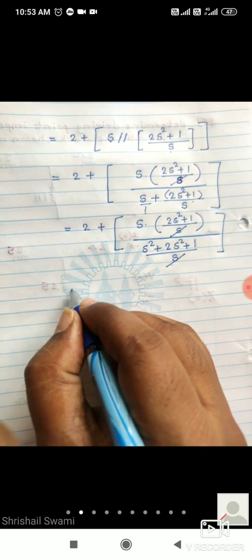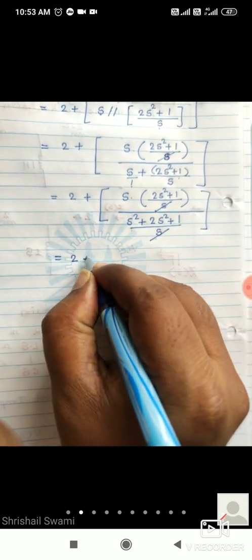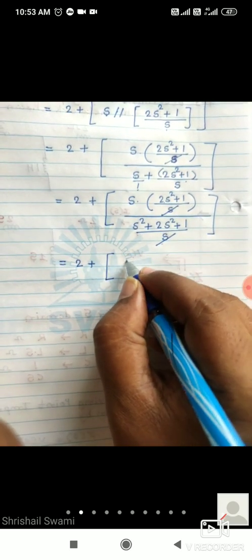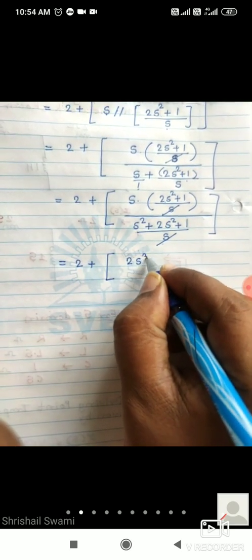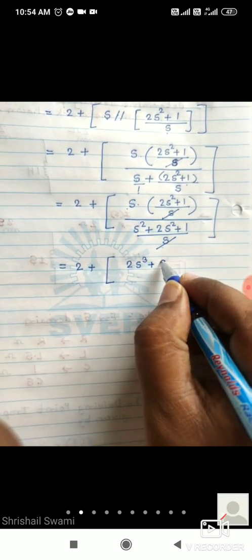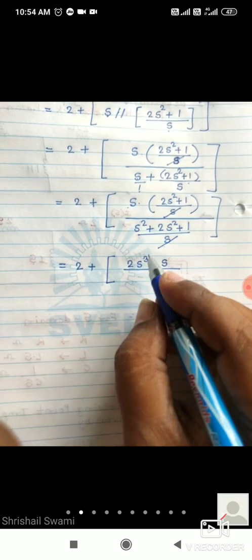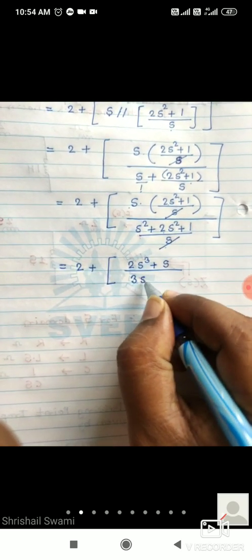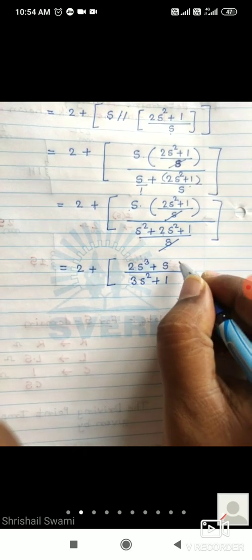Okay. Now next one, 2 plus, now it is remaining as it is. Now s into this bracket you can take, that is 2s cube. S into s square means s cube, plus s into 1 means s, divided by this bracket, s square plus 2s square, that is 3s square plus 1. Okay. Now still the problem is not ended.